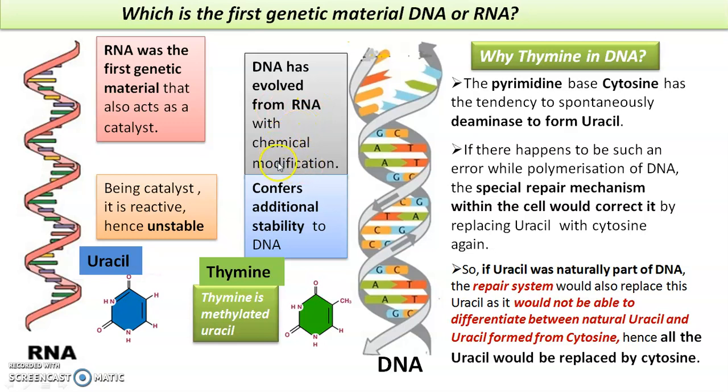What are those chemical modifications? The uracil in RNA has been methylated during the course of evolution. This change has come. It has got a methyl group, and that makes it thymine. So thymine was accepted as one of the pyrimidines in DNA. So that confers additional stability to DNA. Presence of thymine confers additional stability to DNA.